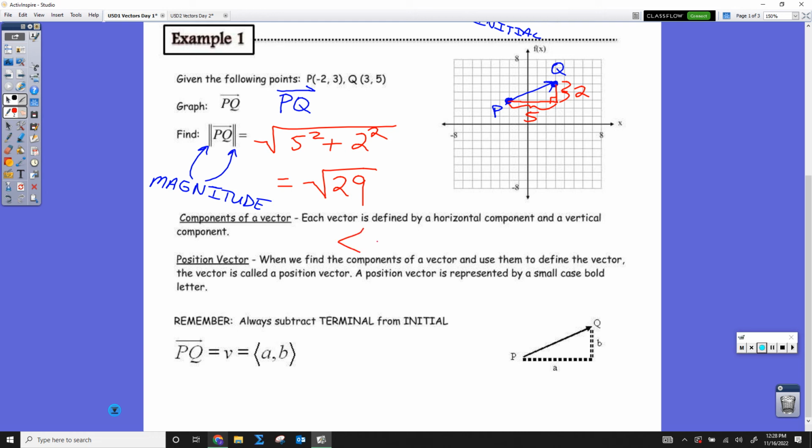So put like ⟨A, B⟩ right here with these little symbols on the sides. That's what the component form of a vector is going to look like in this class. There's other ways of doing it, but that's what we're going to do as far as notating it.